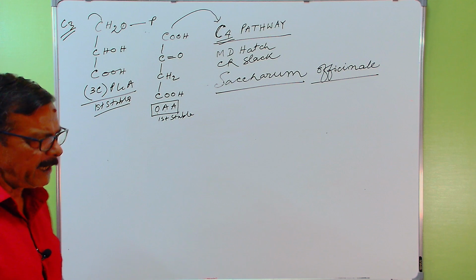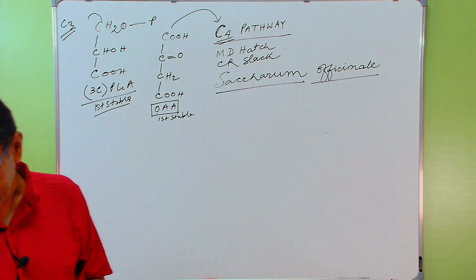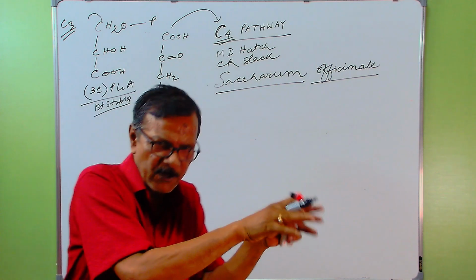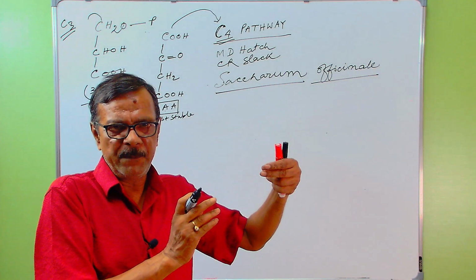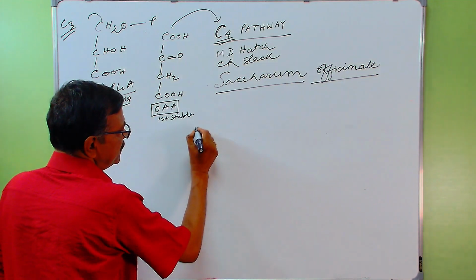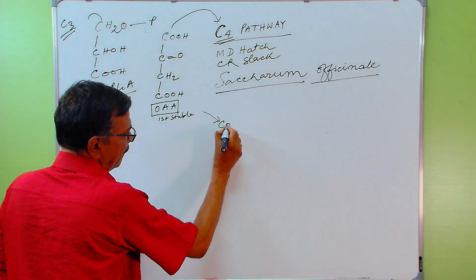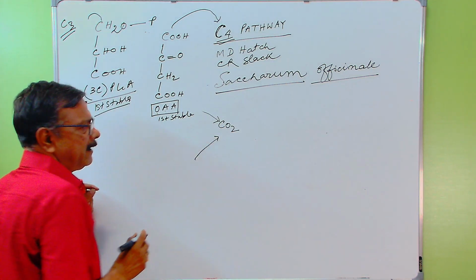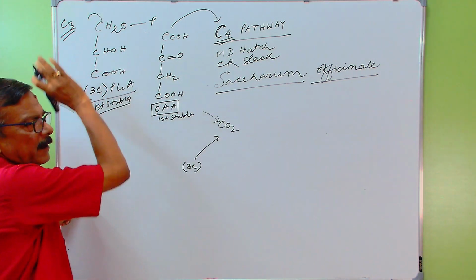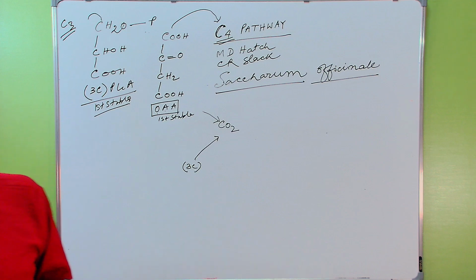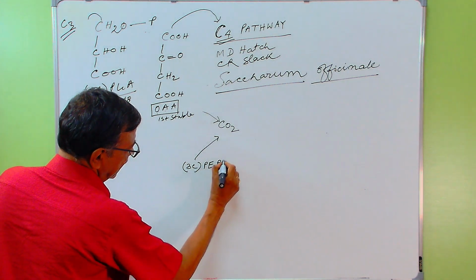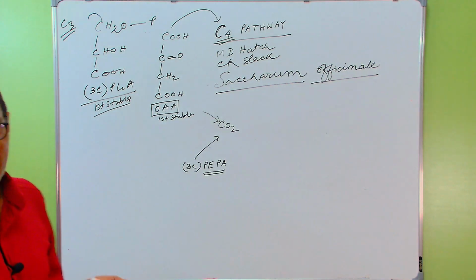Clear? According to these two persons, primary carboxylation, that is, the input of carbon with RuBP, by RuBP carboxylase, produces PGA. They have reported that CO2 is coming and it is accepted by a 3-carbon compound. Here it was a 5-carbon compound, and here it is a 3-carbon compound known as phosphoenol pyruvic acid. What is phosphoenol pyruvic acid?